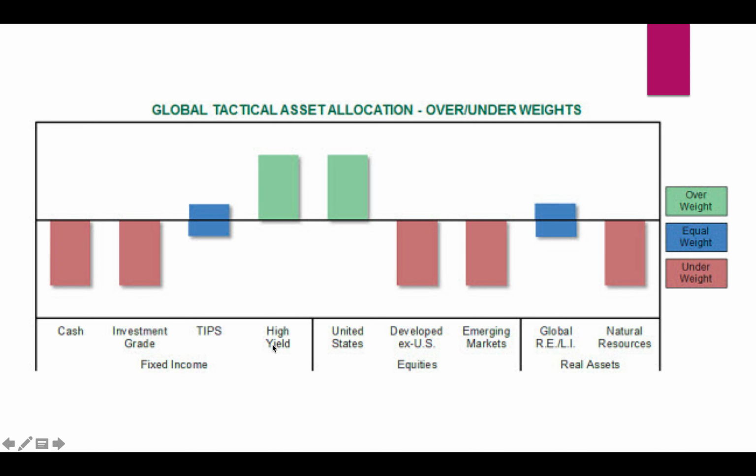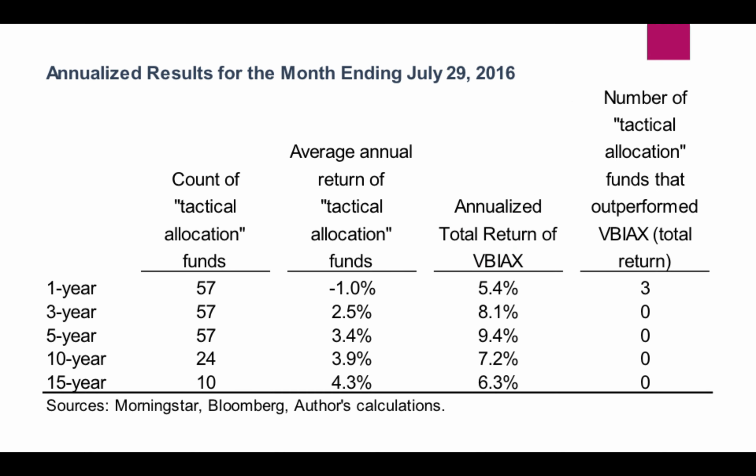Here's just another example of the ranges of returns, and you could overweight. In this case, they are overweighting high yield bonds and U.S. bonds, and they're underweighting cash and investment grade bonds and developed market securities. They're overweighting U.S. stocks, and underweighting emerging markets and the like. So a lot of firms do this differently.